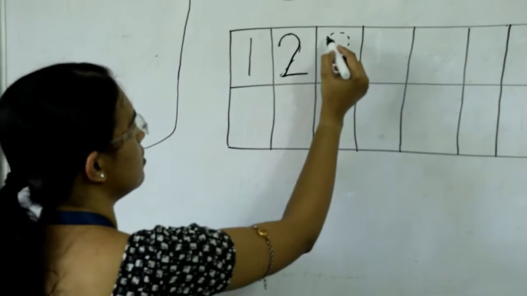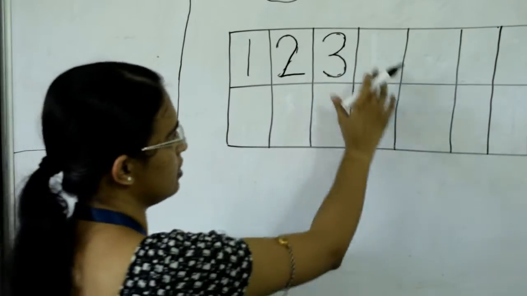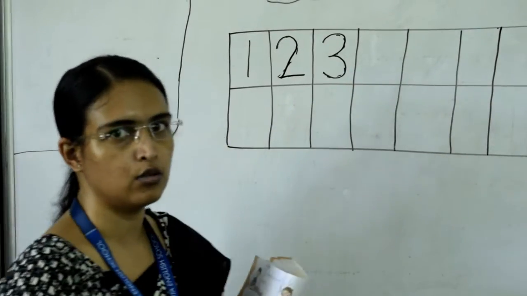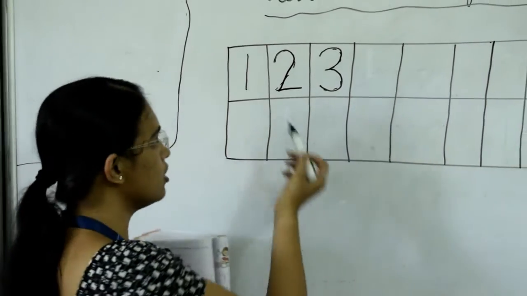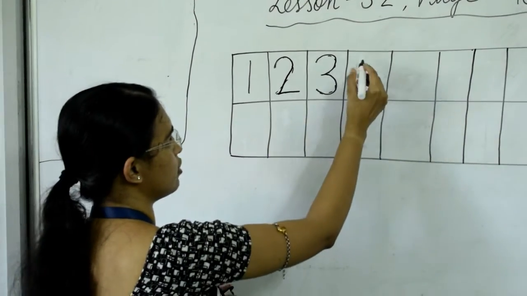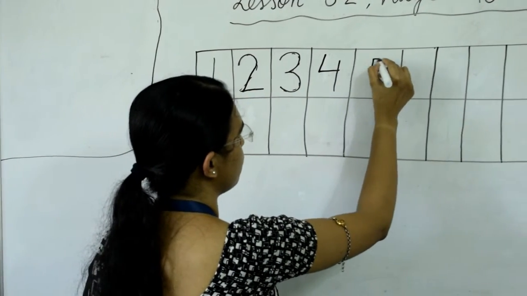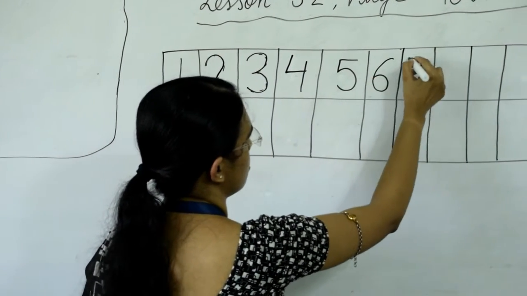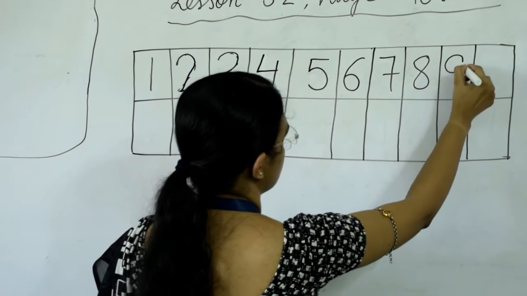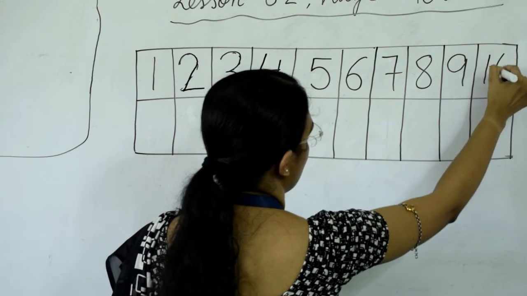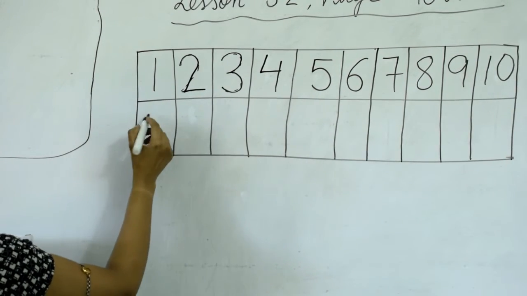2, then 3, and after 3 there is nothing, right? So we have to fill it by ourselves. Okay, so 1, 2, 3, after 3, 4, then 5, 6, 7, 8, 9 and 1, 0, 10. After 10 start 11 from here.